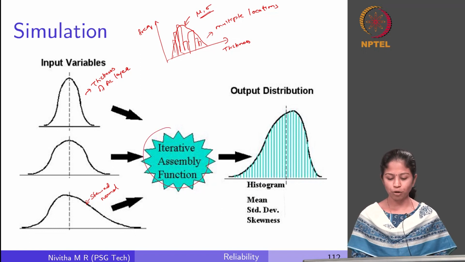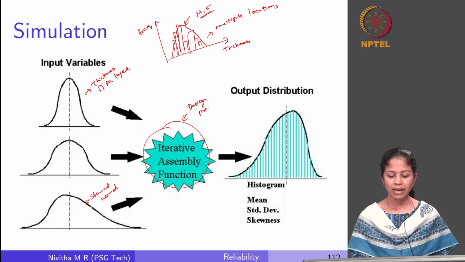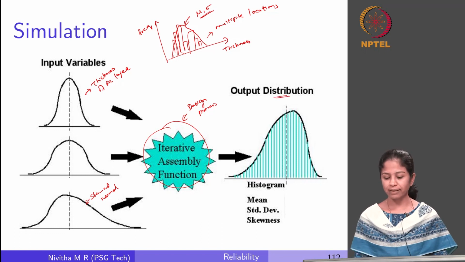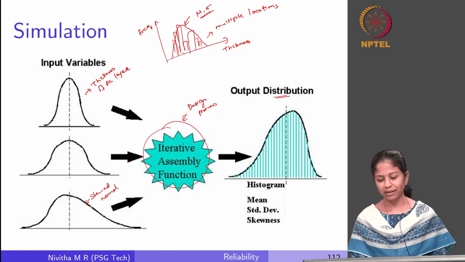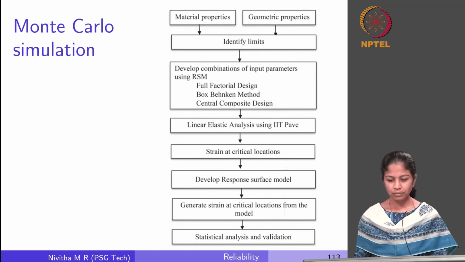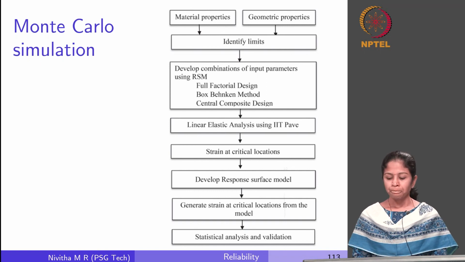Then there is a design process. We can associate it with any design process that we will be using, and we will use it to generate the output. So, we will again get a histogram here, we can fit an appropriate distribution, compute the mean, standard deviation and skewness. So, this is what the simulation techniques can do. Now, let us go through the step by step procedure that is used in a Monte Carlo simulation.